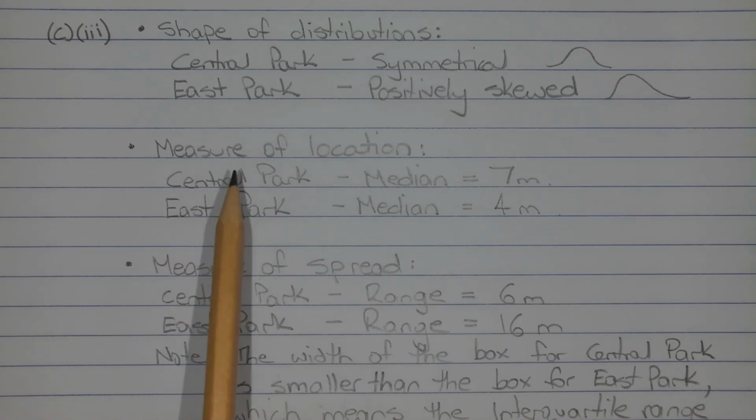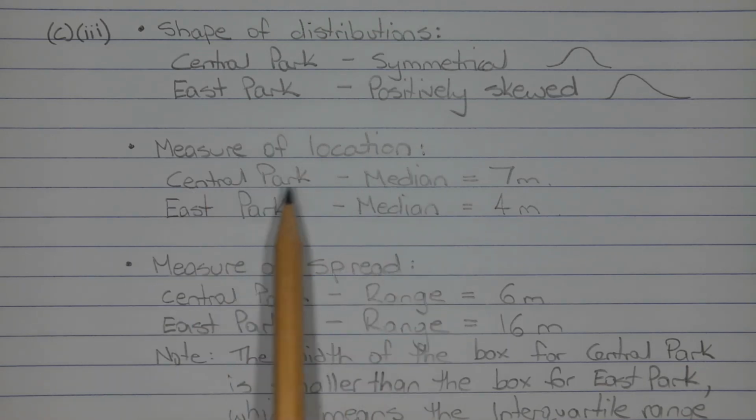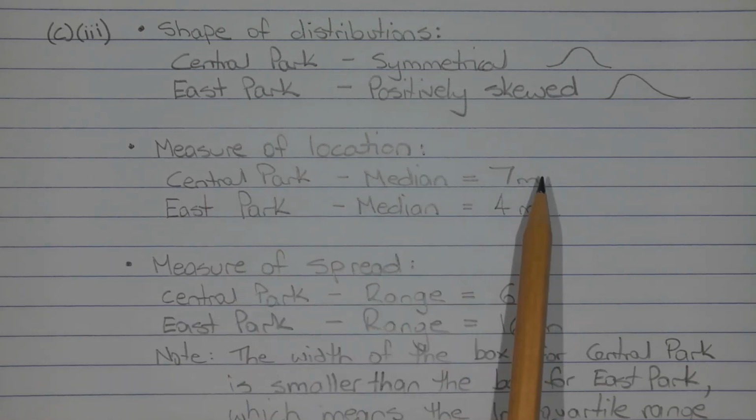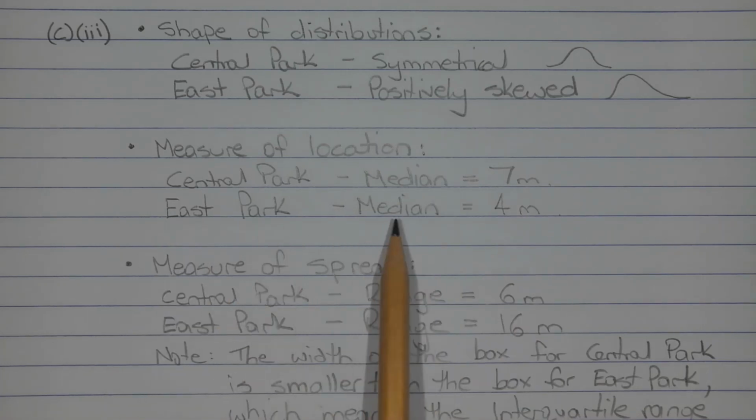Next, we'll consider measures of location. So for Central Park, the median is 7 metres, and for East Park, the median is 4 metres.